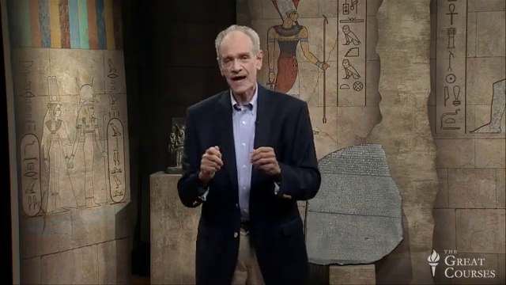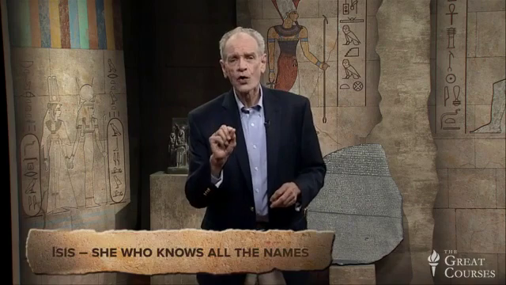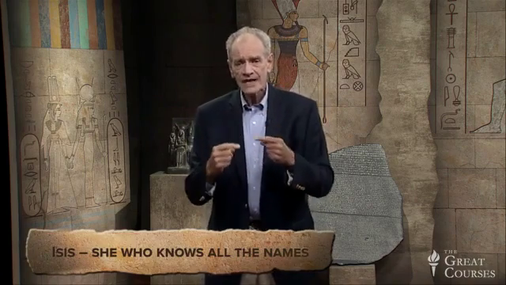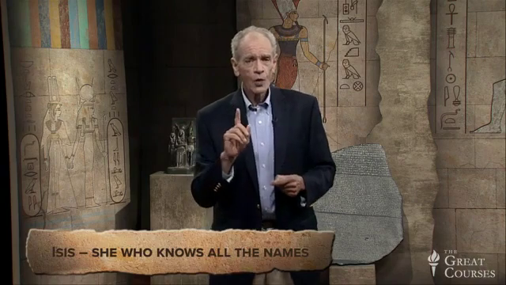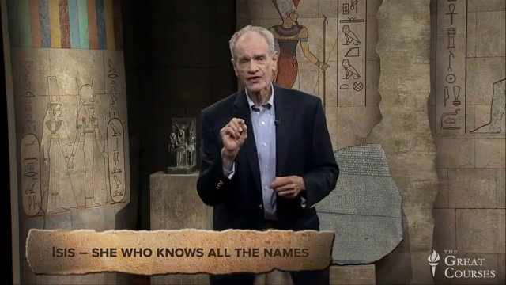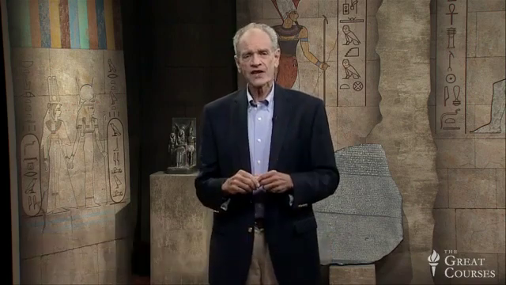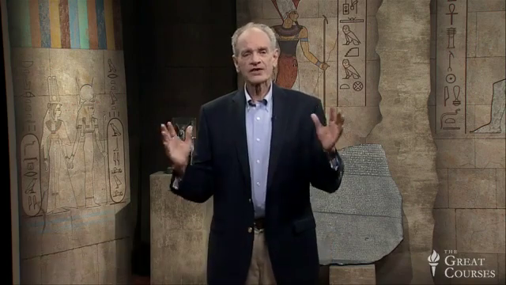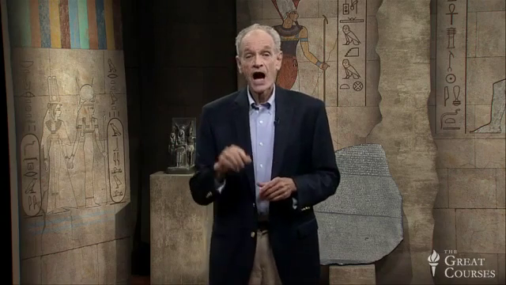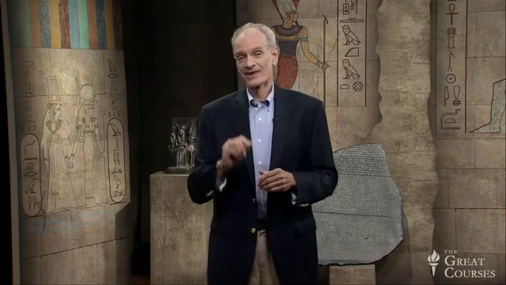Isis is the goddess of magic and is called She Who Knows All the Names. That title comes from the ancient Egyptian belief that if you wanted to do a magical spell against someone, you needed to know his name. You would have to say something like, "May a man break his leg." You needed to know his name. Isis knows the names of everyone.